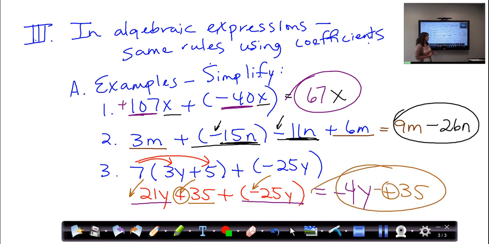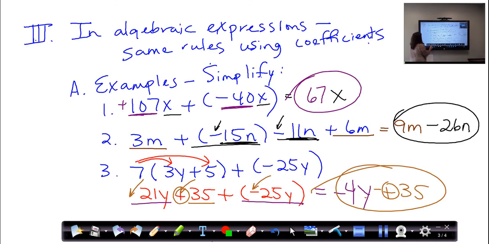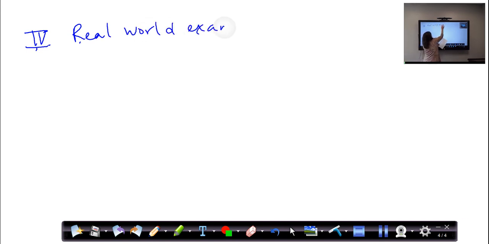Those are not like terms. This one has a y, that one doesn't have a y. So there's nothing I can do with it. And that one's as good as that one's going to get. All right, our real world example, and then we are done.